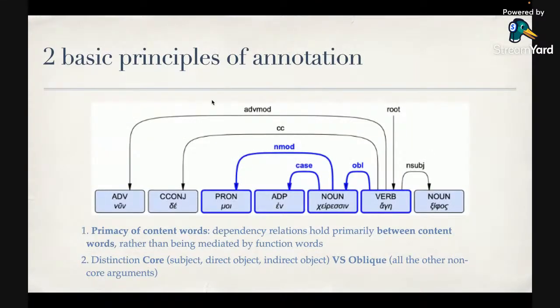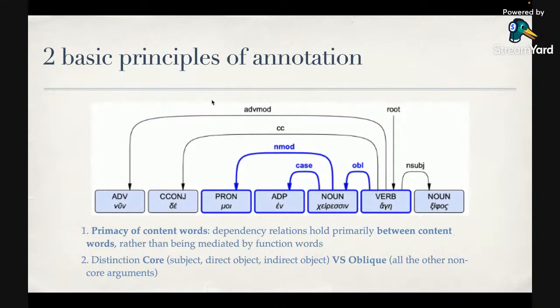Now, I won't have time to say too much about the rules of annotation, the principles of annotation that Universal Dependencies uses. Let's just mention the two most important ones. The first one, you might perhaps already have guessed it, is the primacy of content words. It means that Universal Dependencies establishes the main relationship of head and dependent between the lexical words and leaves the so-called function words, like, for example, prepositions, conjunctions or articles, as dependents.